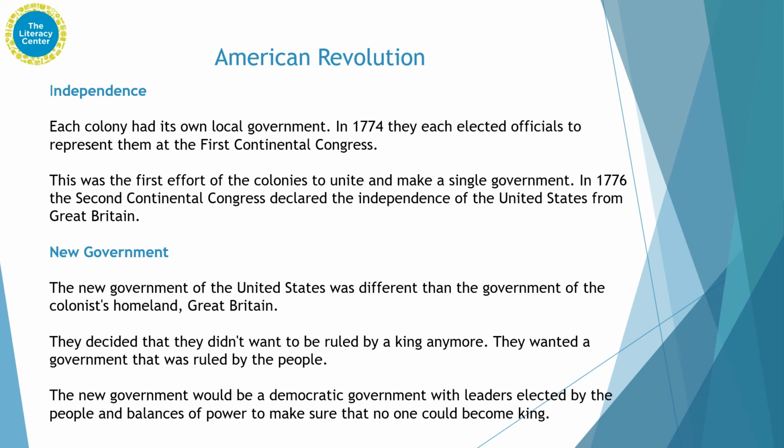The new government of the United States was different from the government of the colonists' homeland, Great Britain. They decided that they didn't want to be ruled by a king anymore. They wanted a government that was ruled by the people. The new government would be a democratic government with leaders elected by the people and balances of power to make sure that no one could become a king.